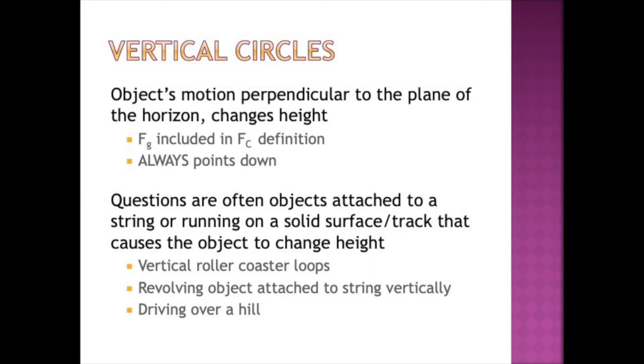When we deal with these questions, the classics are going to deal with vertical roller coaster loops. We're going to deal with things that are on a string, and we're going to deal with driving over hills, which may not necessarily feel like a circular motion problem, but as we demonstrate it, you're going to see that it is obviously going to be a change in height, and it's going to be a question that involves this centripetal acceleration pointing towards the center.